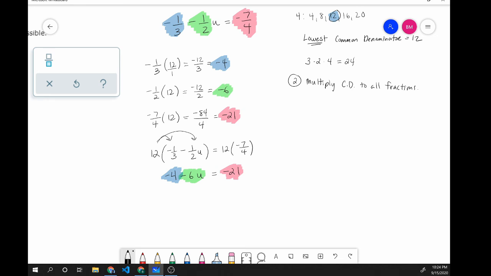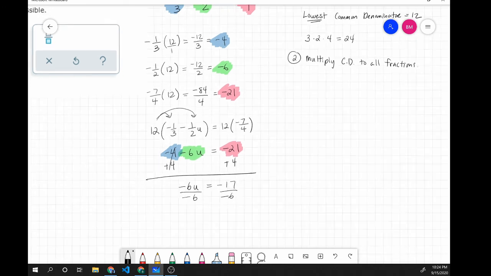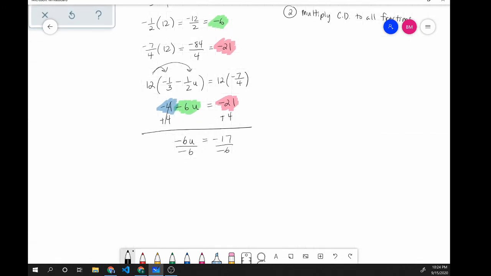Now we have to solve this equation. So I'm going to go ahead and add 4 to both sides. -6u is equal to -17. Divided by -6, and u is going to equal a positive, because negative divided by negative is a positive, but a positive 17 divided by 6.